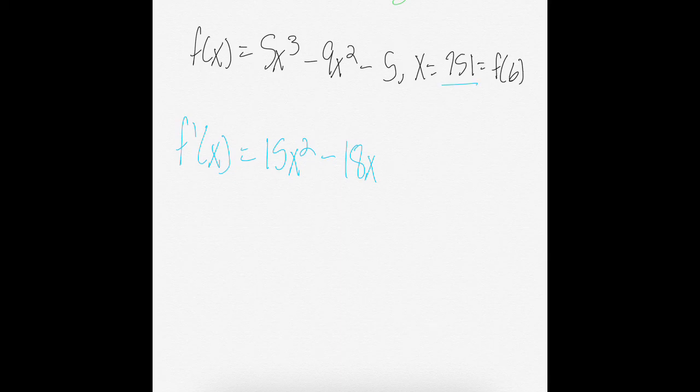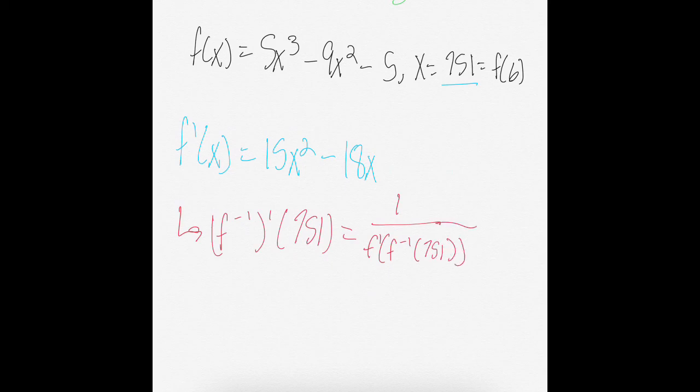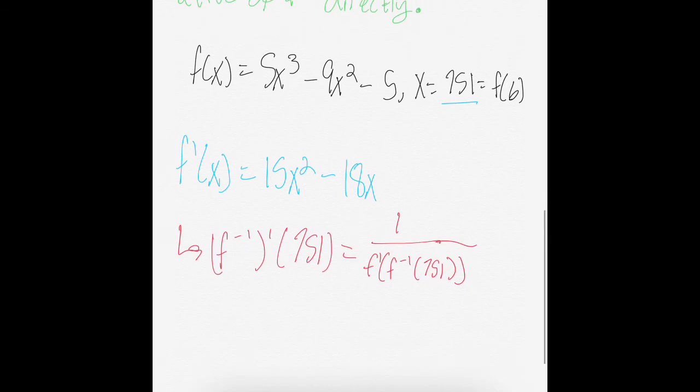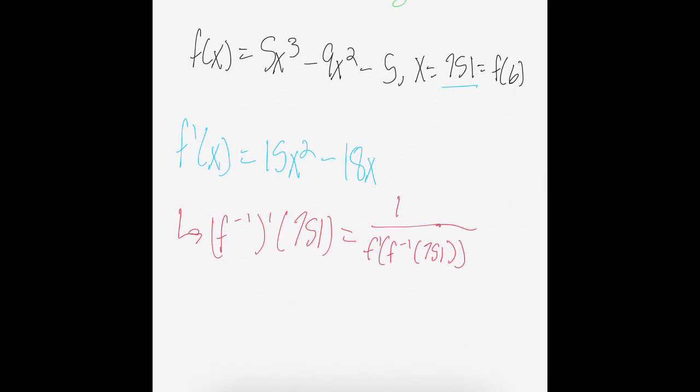Okay, so we want f inverse prime of b, and our point is 751. So then we want f inverse prime of 751. Well, that's going to be 1 over f prime of f inverse of 751.